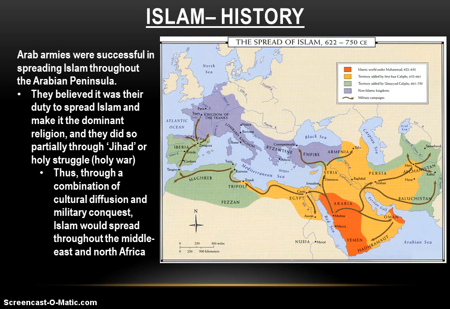And so through a combination of military conquest and cultural diffusion, we start to see Islam spread throughout the Middle East, throughout North Africa, and up into Europe. When you look at the map over here to the right, you can see that within 100 or so years, Islam has become the dominant faith in the Middle East, displacing things like Christianity and Judaism, moving all the way through North Africa and all the way into what is present-day Spain.